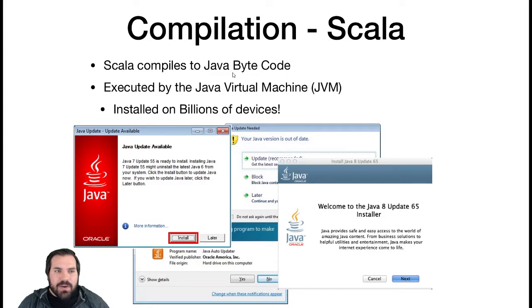This Java bytecode, which runs in the JVM, which is Java, installed on 8 billion devices or whatever they're up to now. That's where your Scala code is running. That's why we had to download the JDK, so we needed all those Java tools, because we're working with Java bytecode.